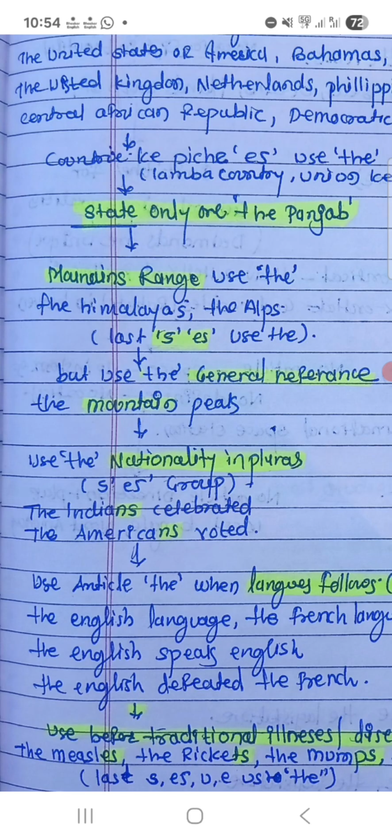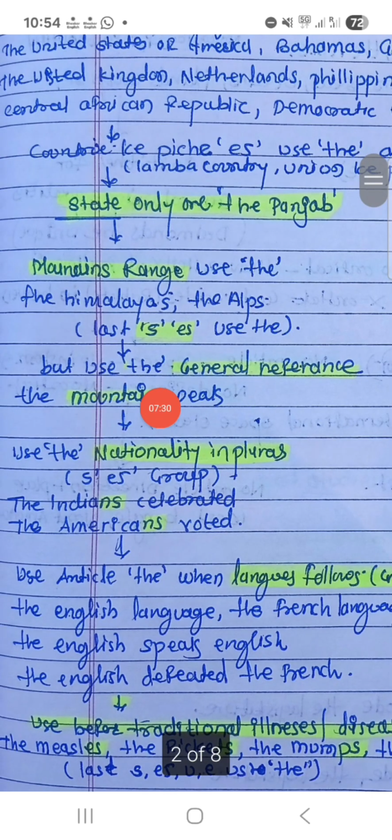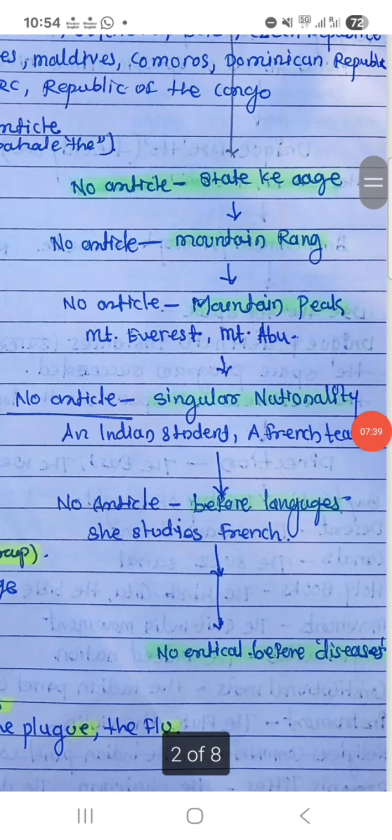Next, the opposite side, but use the general reference, the mountain peak. Whenever it is used, let's say, no article for a single mountain peak. No article for a mountain peak, for example Mount Everest, Mount Abu. There, no article is used.